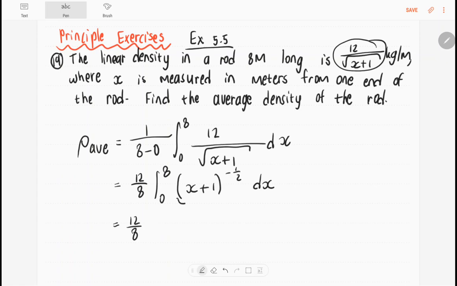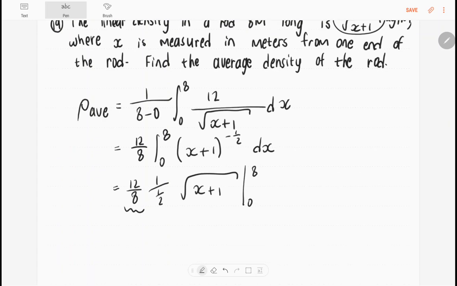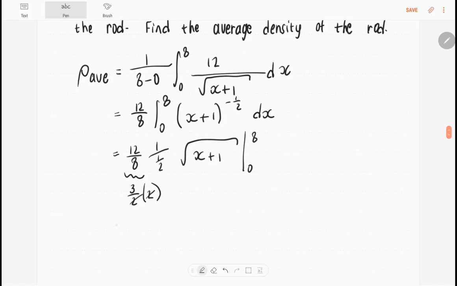by, so this is going to become (x plus 1) to one power higher. So it was to the minus a half, now it's to a half, and then you have to divide by a half. So it's going to be 1 over a half. Then we have the square root of x plus 1, and that is between 0 and 8. So this first fraction, if we divide by 4, is 3 over 2, and then multiplied by 2, that just becomes 3.